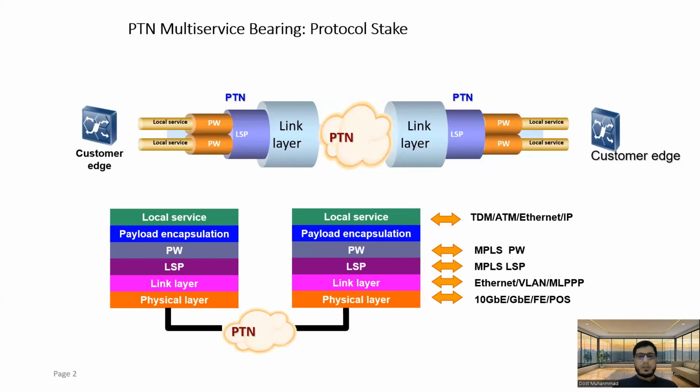In the MPLS-TP network, we have these things to be considered: customer services map into the pseudo wire. Pseudo wire is configured over tunnel or LSPs. Then we have our layer 3 interface towards the line over physical fiber.